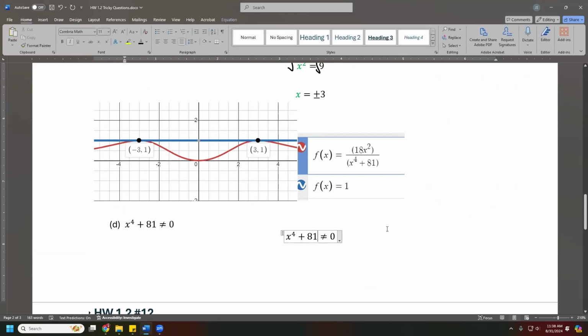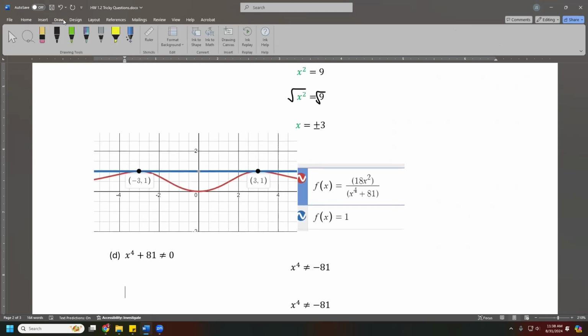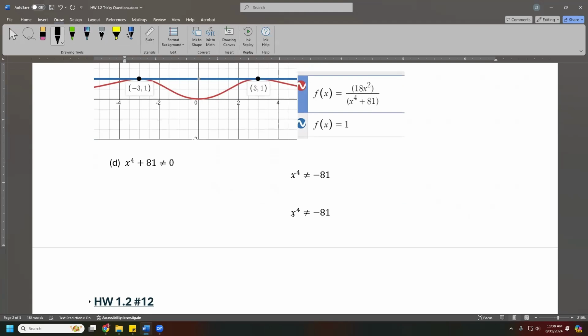All right, so I'm going to subtract 81 to the other side, and then I'm going to want to take the 4th root of both sides. Now it looks a little goofy, but the way that you take a 4th root, I'm going to go ahead and draw it here. Let me scroll down a bit. So it looks like a square root, but you just put a 4 kind of in the upper left corner. And I have to do that to both sides.